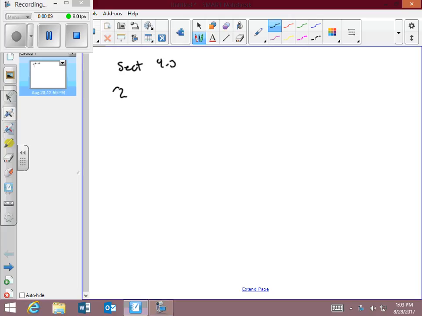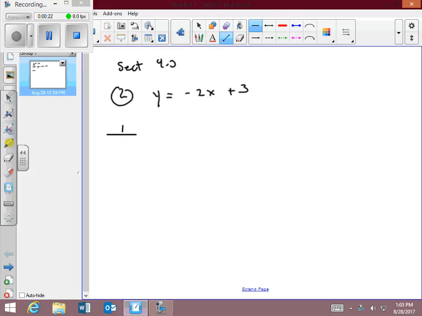4.3.2. Y equals minus 2x plus 3. And the way we're going to do this is we're going to find the ordered pairs to graph this. We're going to go x and y. And I'll pick arbitrary values for x and plug into that equation and then find the corresponding y value.